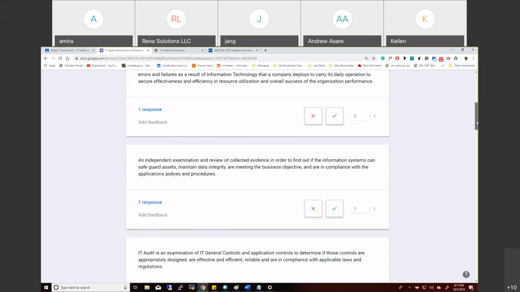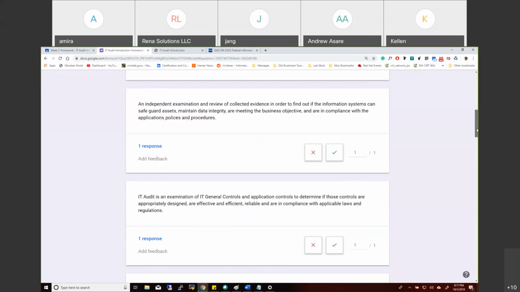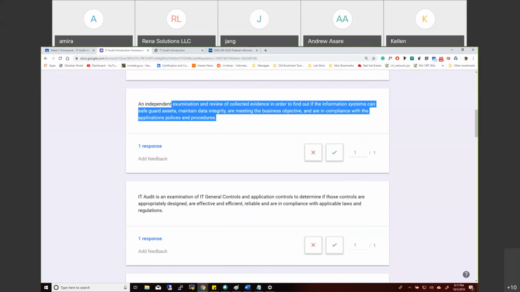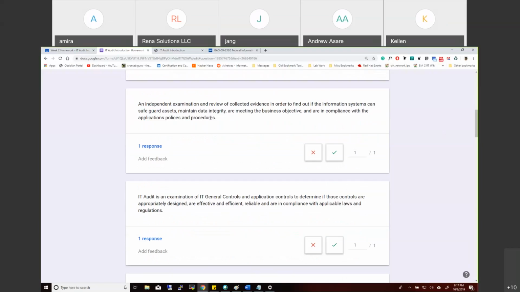All right, I saw one that I liked. One person said that it's an independent examination and review of collected evidence in order to find out if the information system can safeguard assets, maintain data integrity, and meet the business objectives, and is in compliance with applicable policies and procedures. This is a good definition of what IT audit is. So IT audit is not just making sure that companies are able to mitigate their risk. It's more than that.